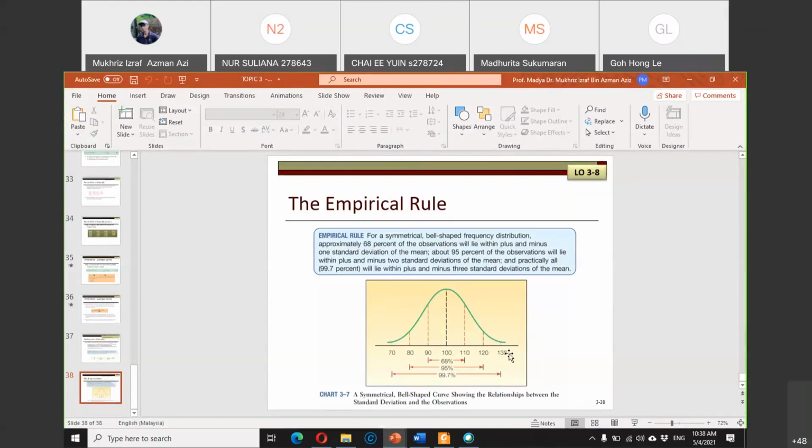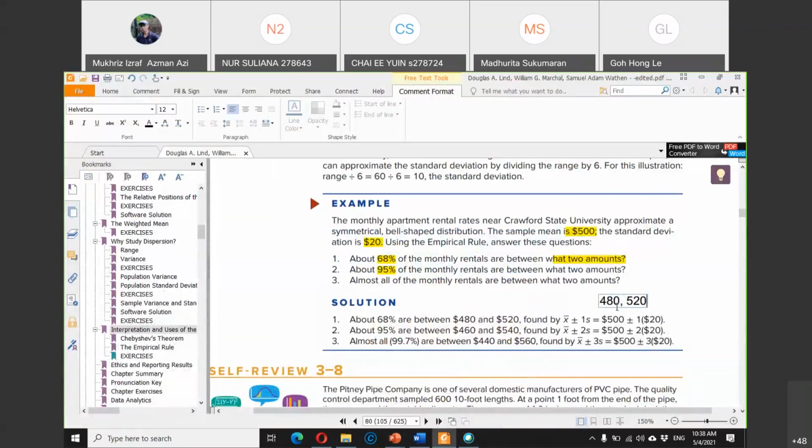It's just like the histogram that you plot, but rather than having a box, we take the smooth line plot here, from the lowest value up to the highest value. So here, 60% is within 480 up to 520, because 60% is within plus minus 1. Similarly, 95% is within plus minus 2. So 500 plus minus 2 multiplied by 520.